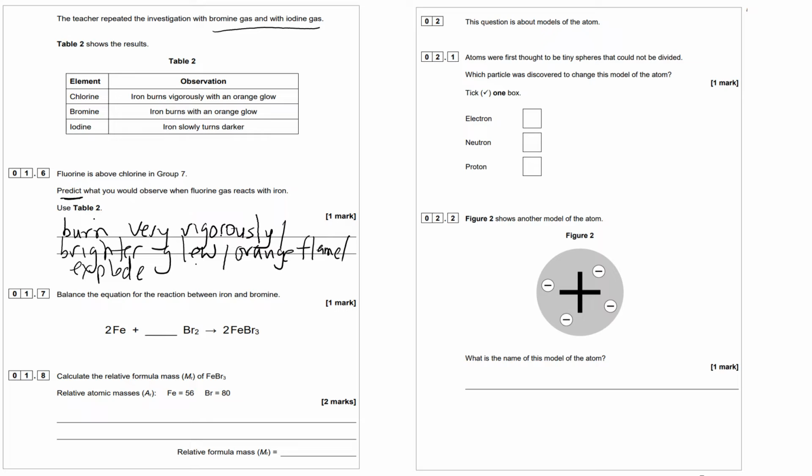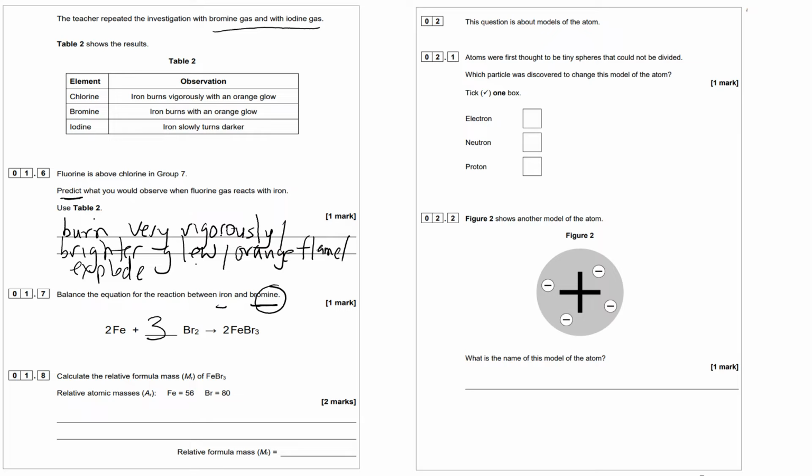1.7. Balance the equation between iron and bromine. Now you'll notice this is bromine, so it's Br2. On the left hand side you've got 2 irons, and on the right hand side you've got 2 irons, which is fine. On the left hand side, however, you've got 2 bromine atoms. On the right you've got 6, as 3 times 2 is 6. So all you need to do is put a 3 here, and then you have balance. Now you've got 2 irons on the left hand side and 2 on the right, and 3 times 2 is 6 on both sides, and it is now balanced.